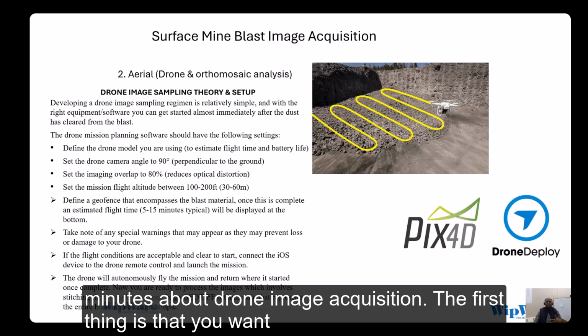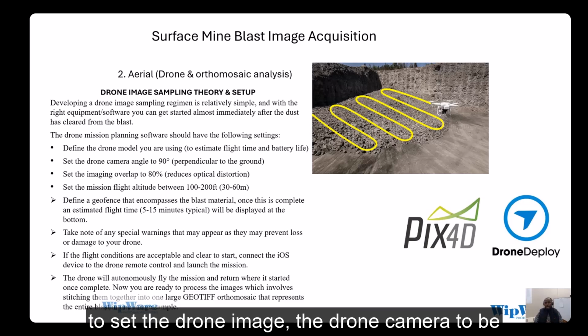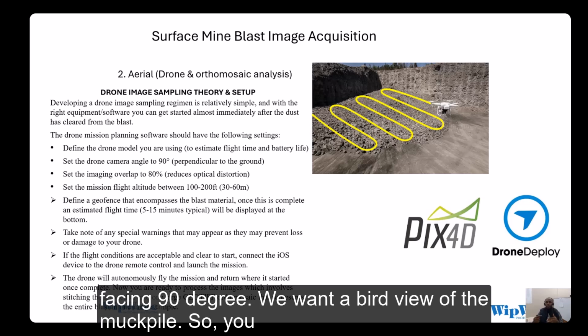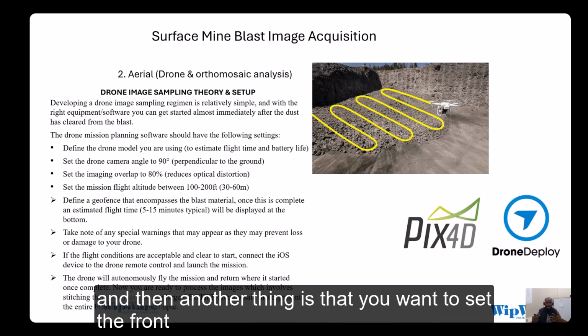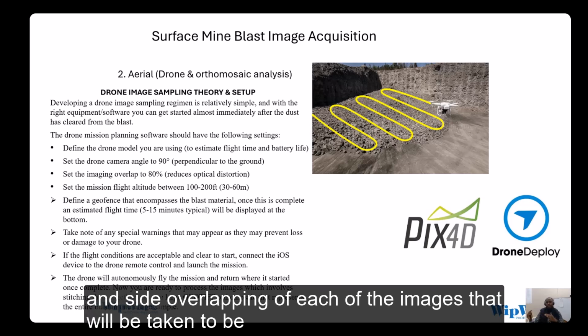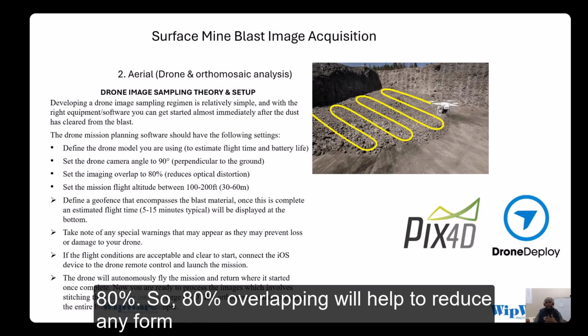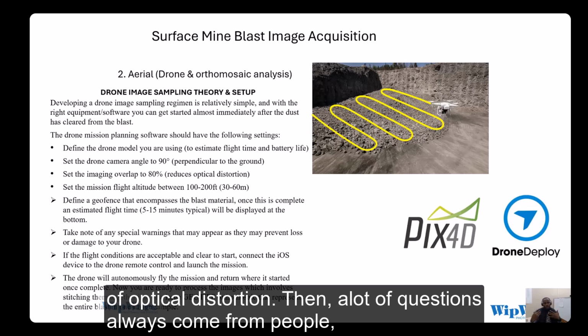The first thing is that you want to set the drone camera to face 90 degrees. We want a bird's-eye view of the muck pile. So you have the opportunity to adjust this on any of these apps when you are defining the flight. Then you want to set the front and side overlap of the images to be 80%. So 80% overlap will help to reduce any form of optical distortion.